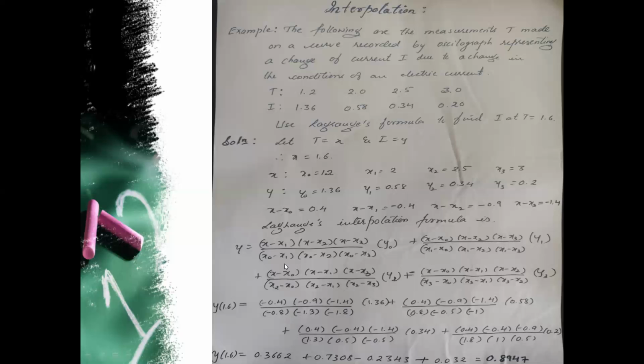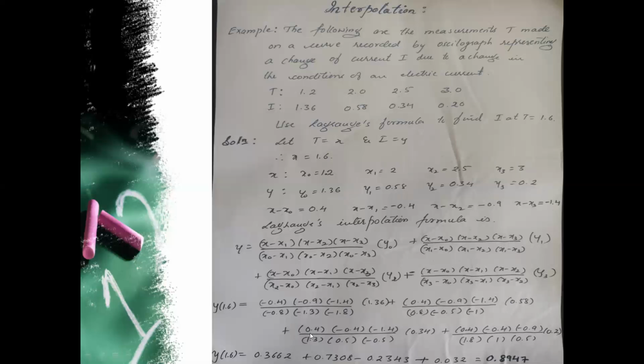Now we need to know these denominator values. X0 minus x1, 1.2 minus 2, minus 0.8. Then x0 minus x2, it is minus 1.3, x0 minus x3, it is equal to minus 1.8. Then multiplied by y0, y0 is 1.36. Now go for these values, again substitute all the values here. 0.4 into minus 0.9 into minus 1.4. Denominator, calculate them. 2 minus 1.2, 2 minus 2.5, 2 minus 3. Substitute them here, multiplied by y1, that is 0.58.